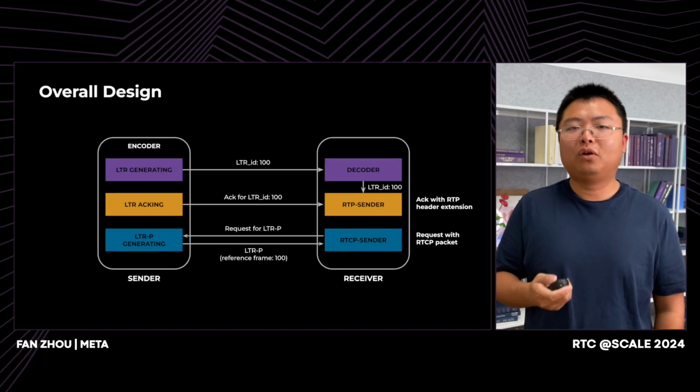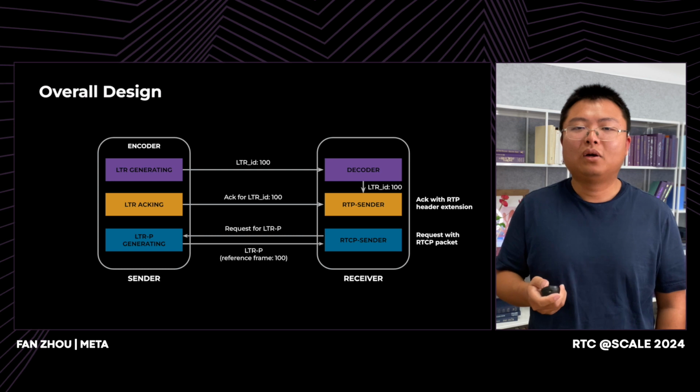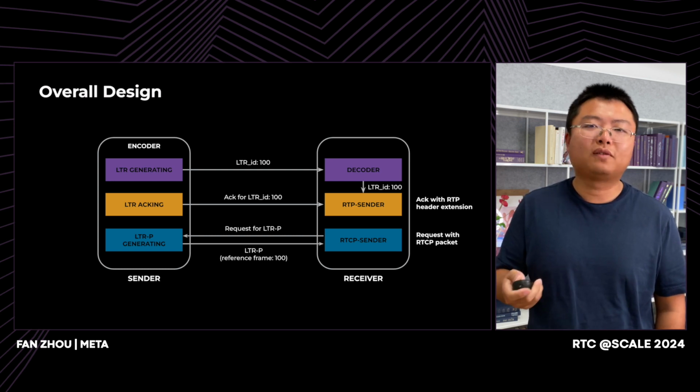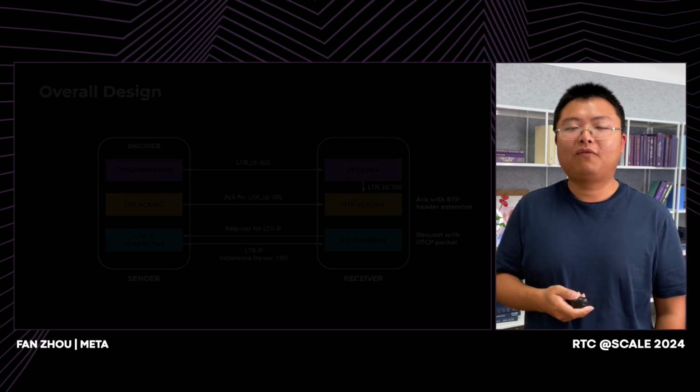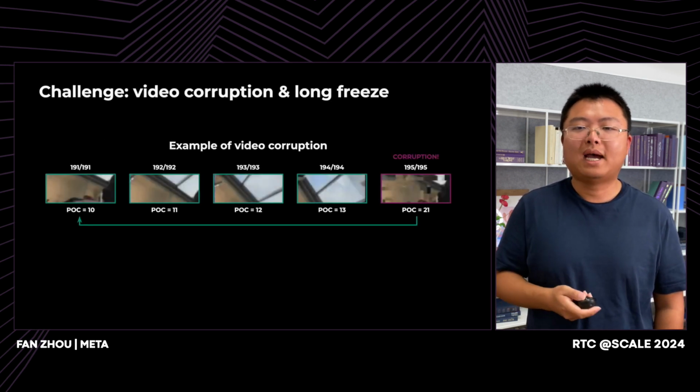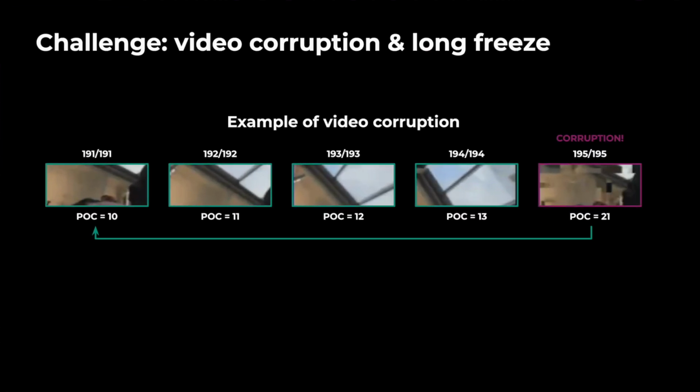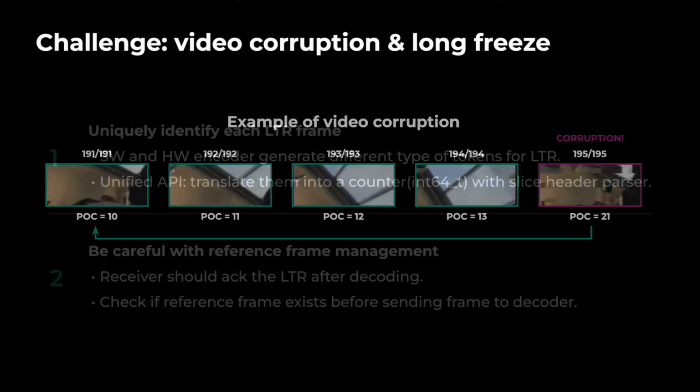So while the overall flow looks very straightforward, it turns out we actually have to make sure every detail is correct to make the whole flow work flawlessly. Otherwise, it is very easy to see video corruption and video freeze. Here I provide an example where we see frame 195 is an LTRP because it refers to frame 191 instead of 194. But instead of decoding it correctly, we can see this frame is actually corrupted. And that's usually caused by referring to the wrong reference frame.